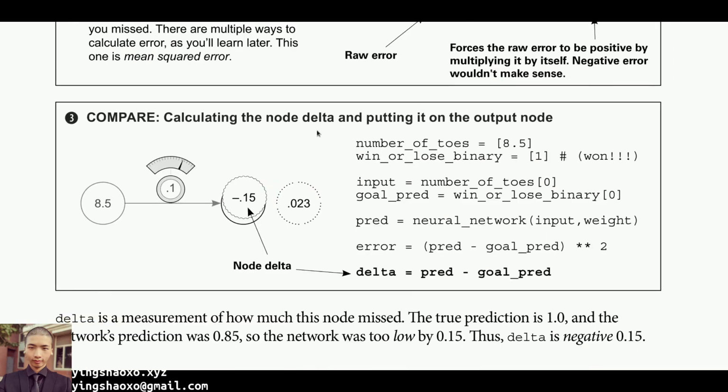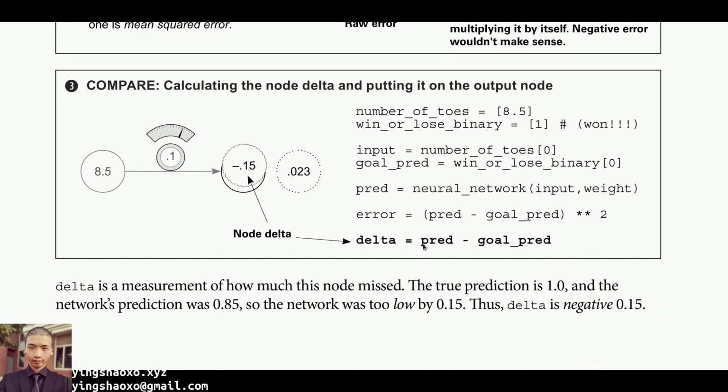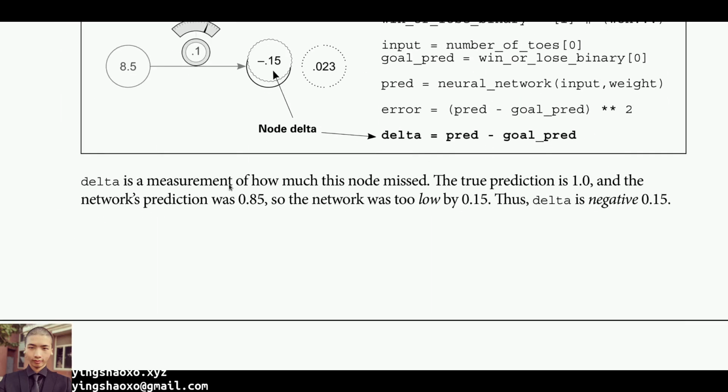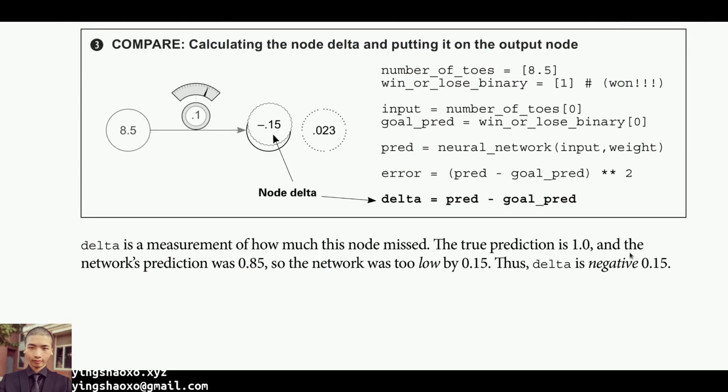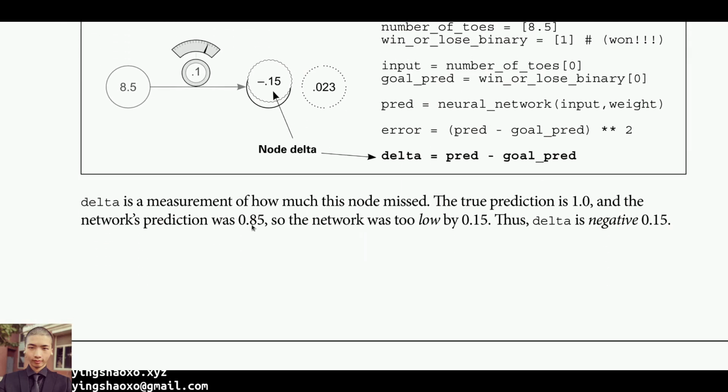Calculating the node delta and putting it on the output node. Delta equal to prediction minus the goal prediction, but it's something like the error, I guess. Why did he just do that again? Delta is a measurement of how much this node missed. The true prediction is 1.0, and the network's prediction was 0.85, so the network was too low by 0.15. Thus, delta is negative 0.15.